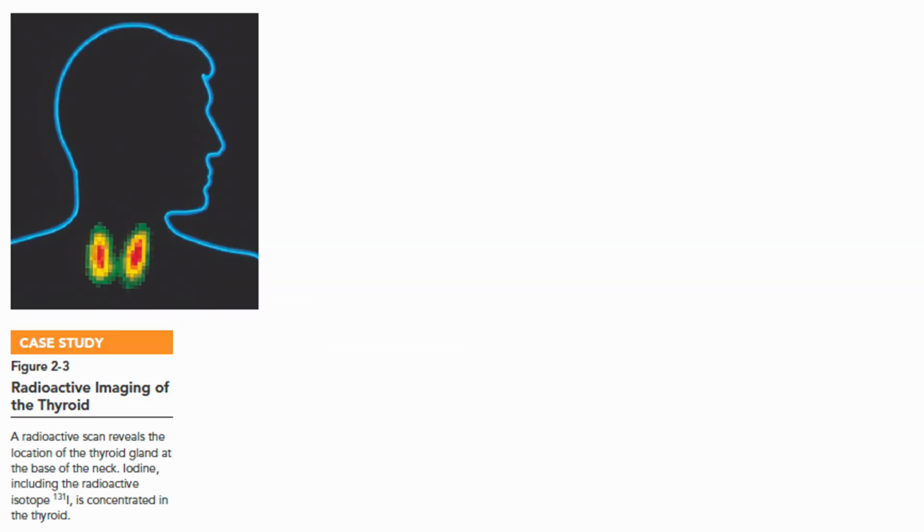Now, where we can use some of these radioactive isotopes is in imagery. So radioactive imaging of the thyroid. The thyroid is this gland that's found in our neck. The radioactive scan reveals the location of the thyroid gland at the base of the neck. So what we did is we put iodine, okay, and we included the radioactive isotope iodine 131. And the thyroid will absorb that iodine so we can see how those structures are functioning.